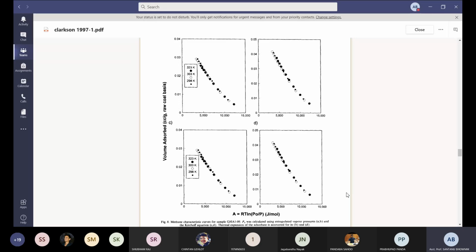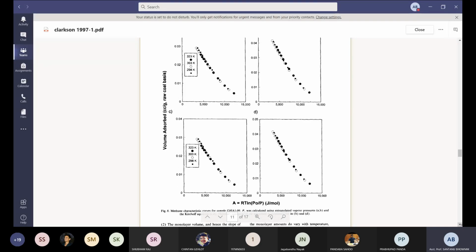And obviously they have also shown here the variation with temperature. So this is the graph for adsorption potential. You can see that for methane, all these graphs are for a particular sample, this particular sample GHAI 09. P0 is calculated with the extrapolated vapor pressure, and then the graph is prepared here to show only one sample.